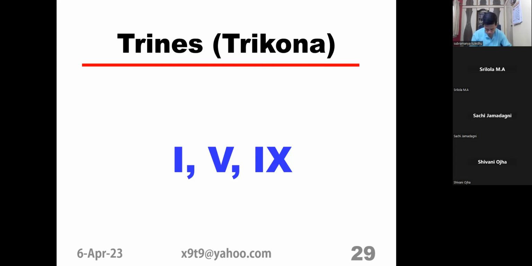So the Rashi in which you are identifying, marking first, that is the first Rashi. Next, take the 5th one, next 9th one. You can take it from any sign. So that looks like a triangle. Yes sir. So therefore they are called as trines or Trikona Rashis.